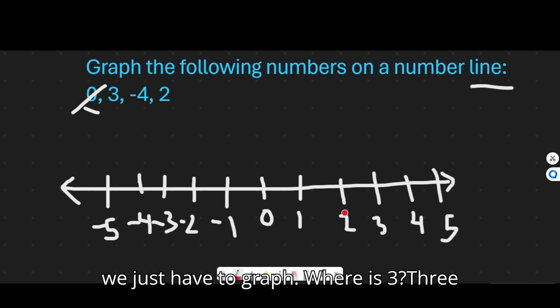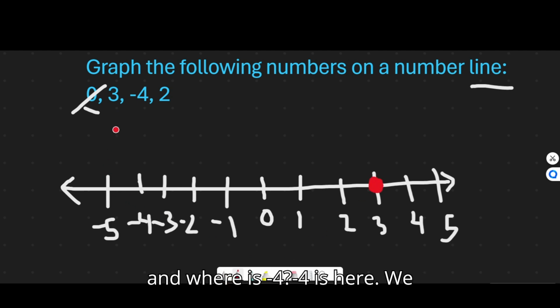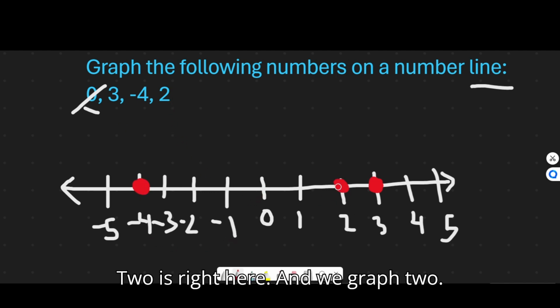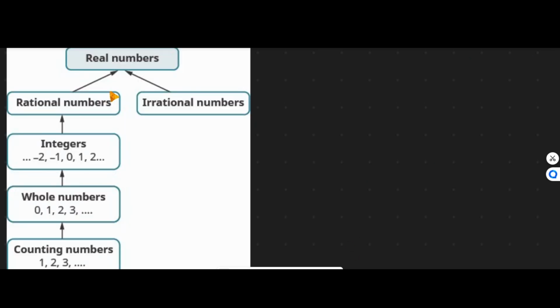So now since we have identified the numbers and the tick marks, we just have to graph. Where's 3? 3 is over here, so we graph 3. Okay? And where is -4? -4 is here. We just graph -4. And where is 2? 2 is right here, and we graph 2. See, really simple, not that hard.